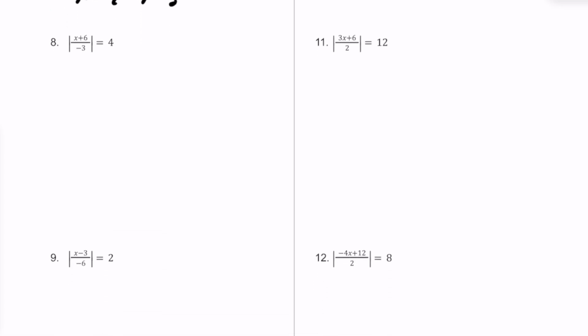In this next example, we have this absolute value of x plus 6 over -3 is equal to 4. And so we can say this x plus 6 divided by -3, if we can make that equal to +4, that'll be a solution if we solve for x. And for the other one, if we have this x plus 6 over -3, if that can be equal to -4, that will be our other solution.